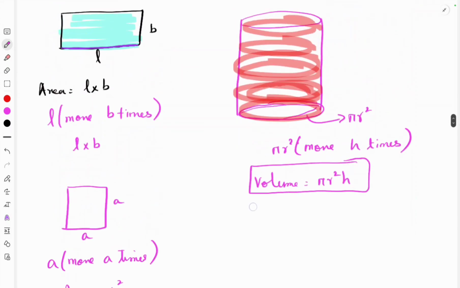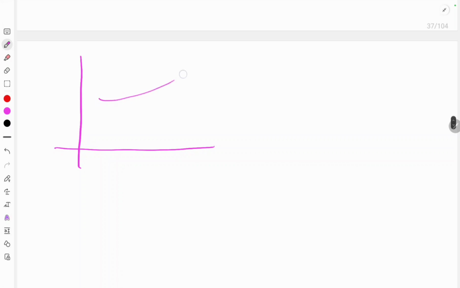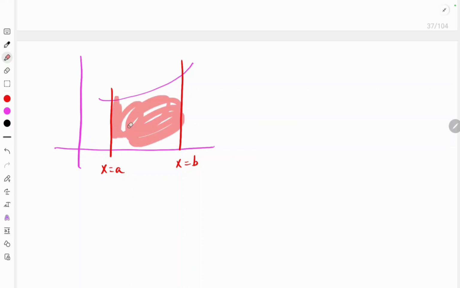Here we have a regular shape. If it is a regular shape, we have the direct formulas. Now what if we have a curve like this? We have to find the area from x equal to A to x equal to B. Now how to find the area? What I have to do here is take one strip. See here, this shape is not a rectangle. The required shape is not a rectangle.